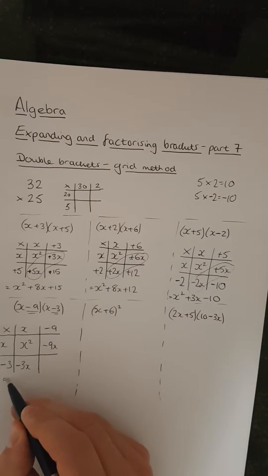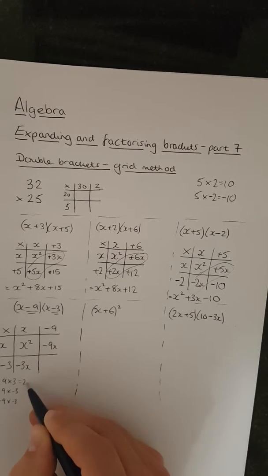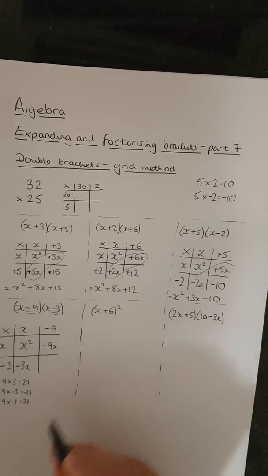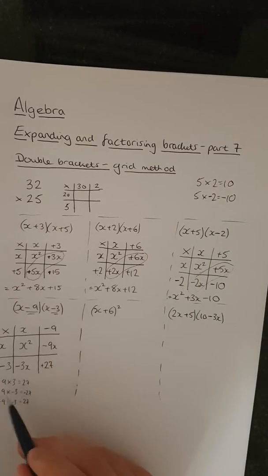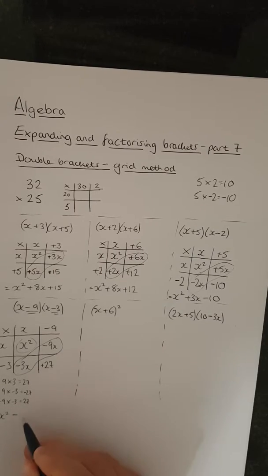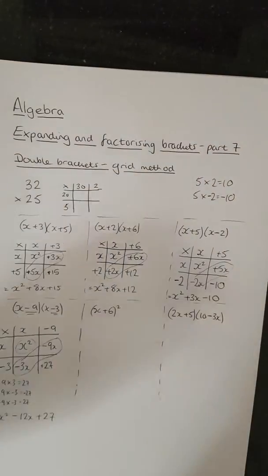-9 times -3, so let's just do a check. That's 27, so that's -27 when you change one of them. When I change the other one, it has to go back, so that's +27. So that leaves my answer as x squared, -3 and -9 makes -12, plus 27.